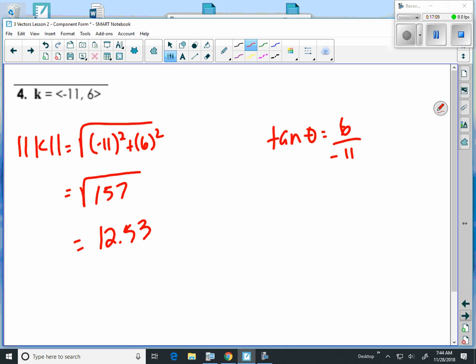So that's kind of like telling me something happened here. If we look at what we have, a negative, positive. So if we go over here, negative, positive is quadrant 2. So we have to add 180 degrees. What I got was negative 28.61. So I need to add 180 to that, which is 151.39.